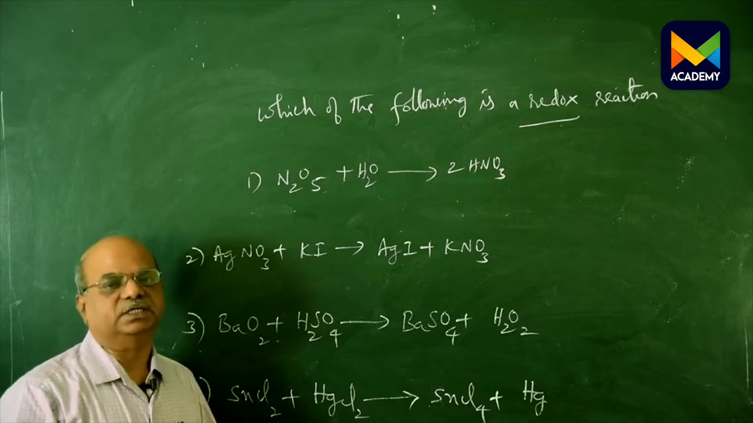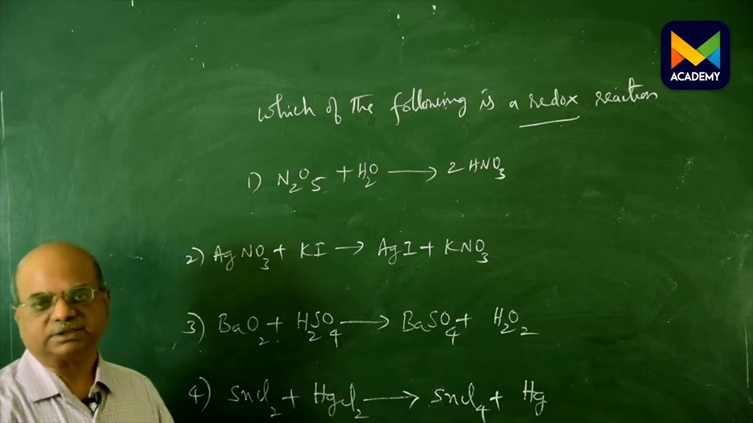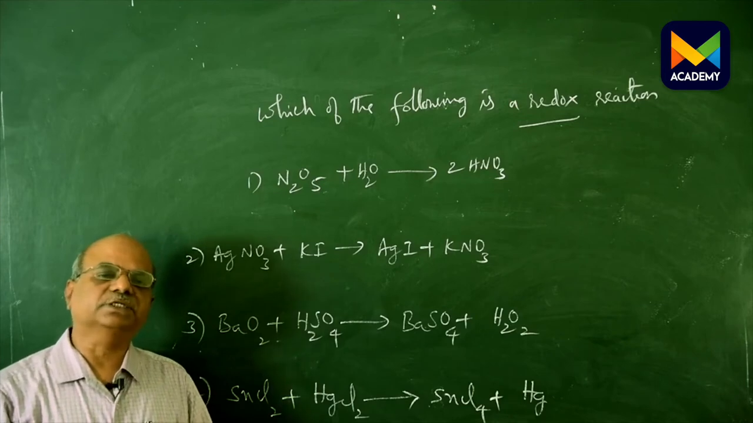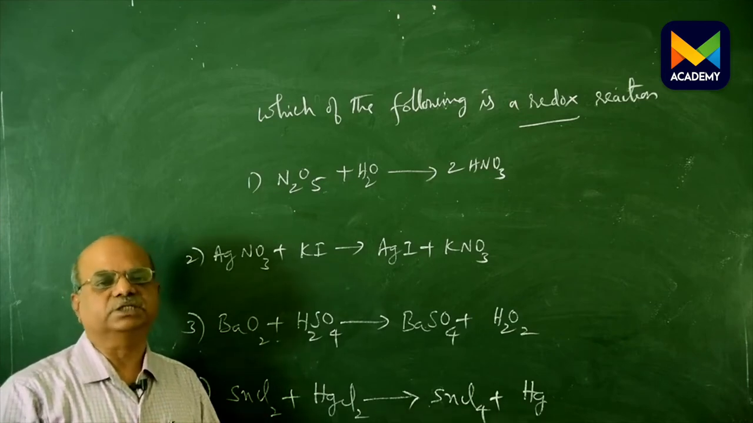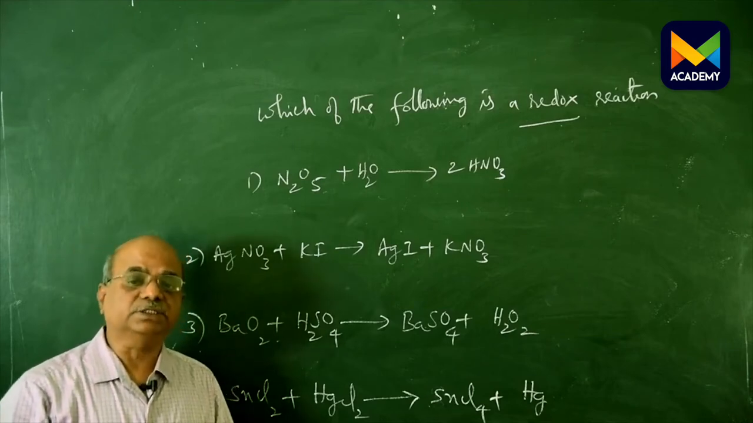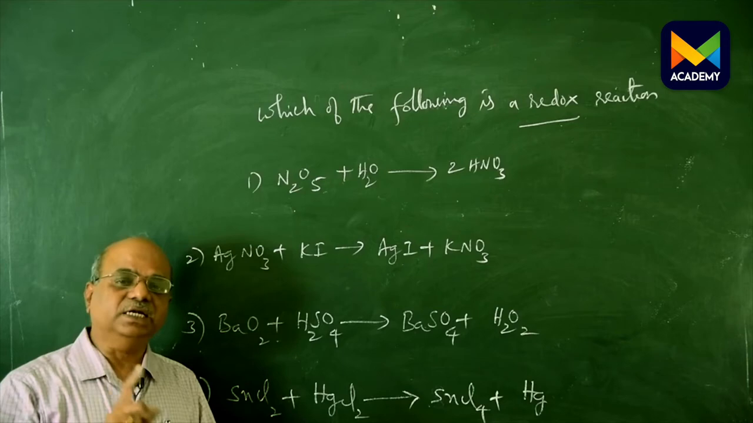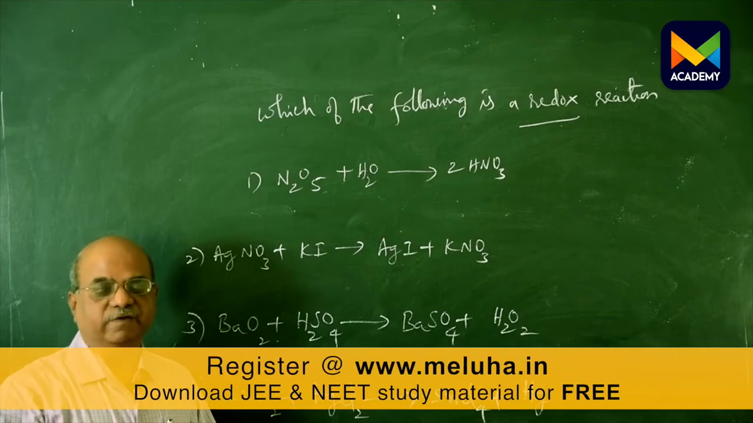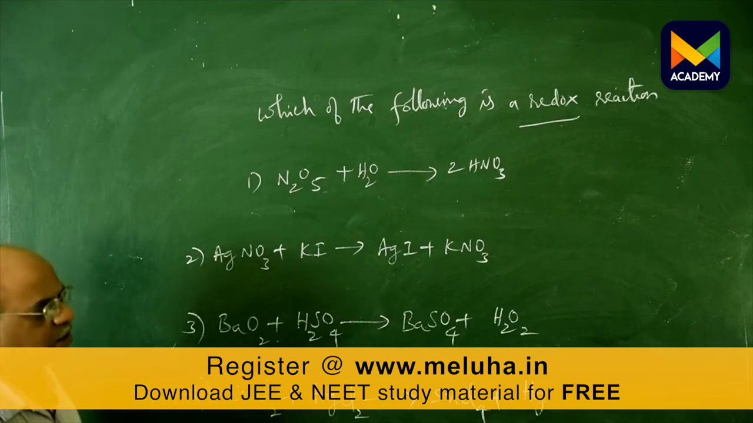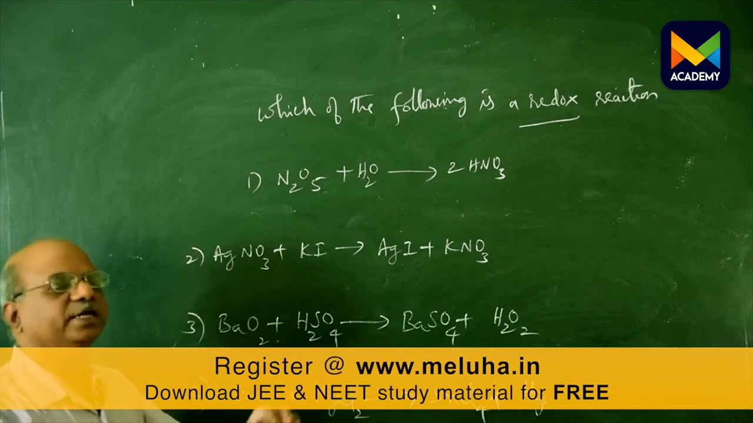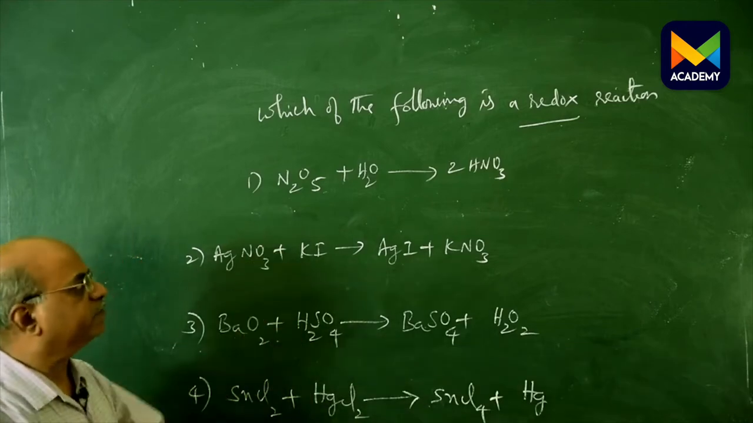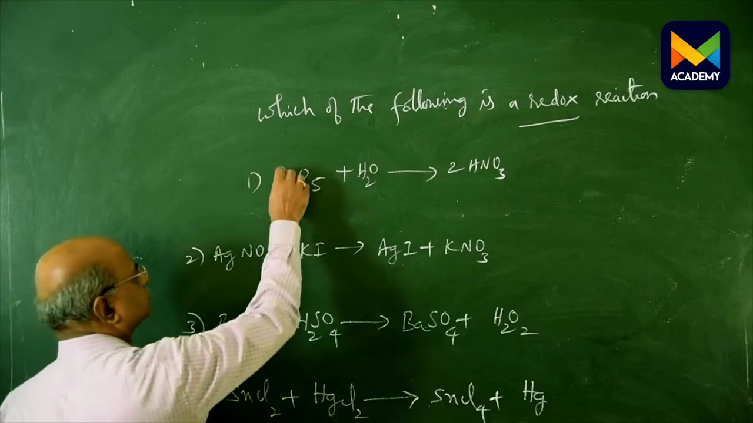But how to identify whether it is undergoing a redox reaction or not? Simple concept is, in any redox reaction, there will be change in oxidation state of one or more elements. If there is a change in oxidation state of one or more elements, then it is definitely a redox reaction. If there is no change in oxidation state of any element, it becomes a non-redox reaction. So in all the four cases, if you identify oxidation states of all elements, then we can identify which is a redox reaction, which is non-redox reaction.